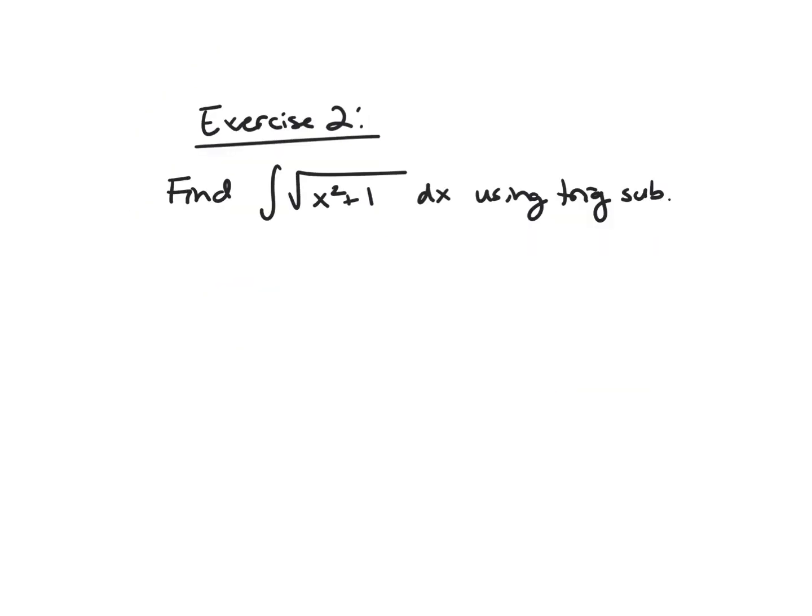And now for your second exercise, this is going to be not too dissimilar from the last one, because there's another square root of x squared plus 1, but I want you to try to do it all the way through. So I want you to use trigonometric substitution, make the right substitution, and work this one all the way out and get your final answer in terms of x.